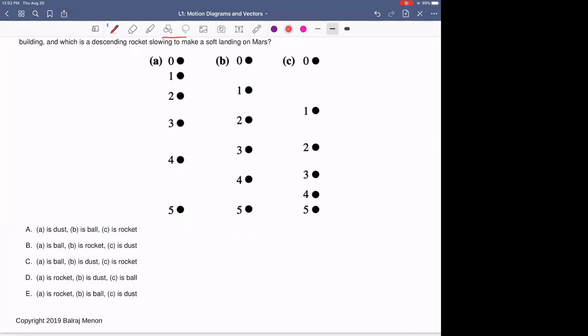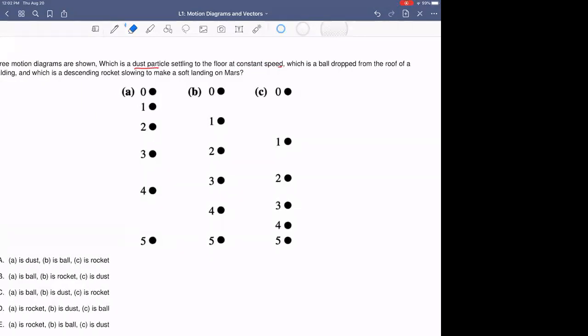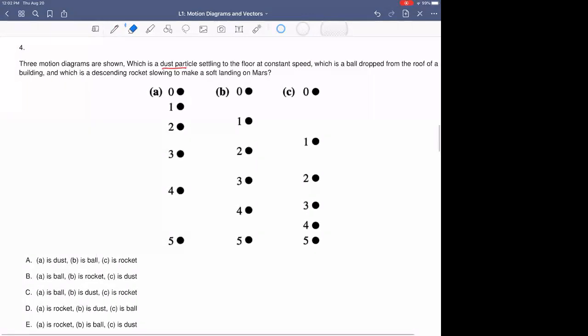Here, as you can imagine, the dust particle, which is floating and settling to the floor, must be moving at a constant speed. In fact, you're even told that it's moving at a constant speed. On the other hand, if you drop a ball from the roof of a building, as it falls it's going to be speeding up. And when a rocket makes a soft landing, obviously, as it approaches the surface of Mars, it has to be slowing down.